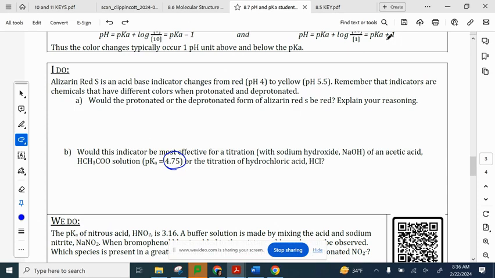Okay, so an indicator will have one color when it looks like this. I'm going to write IN for indicator so you don't confuse it with HI, which is actually something else. And when it's in this form, it will have a different color. So for phenolphthalein, when it has an H attached to it, it has one color, and when it has no H attached to it, it has a different color.